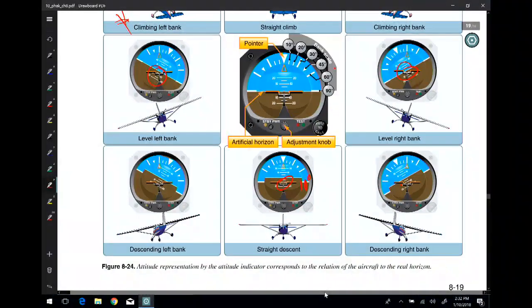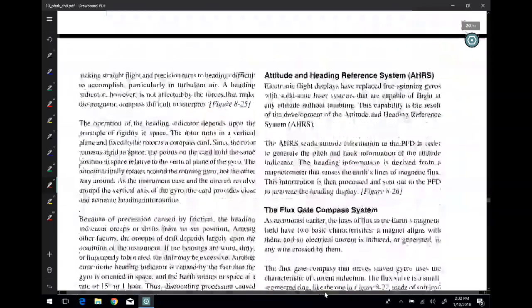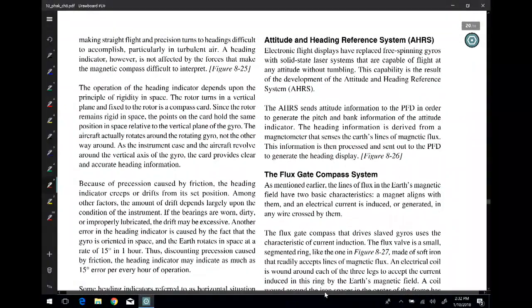Capiche? Now, we have a couple of different things here. Remember that the heading indicator, turn coordinator, and attitude indicator on the old-fashioned instruments all run by something that we call the gyros. What spins those gyros up? It's the vacuum pump. The vacuum pump blows that air on the sides of those spinning discs that over time they spool up.